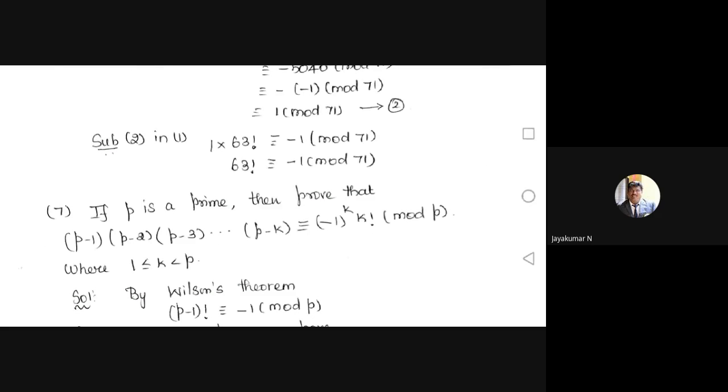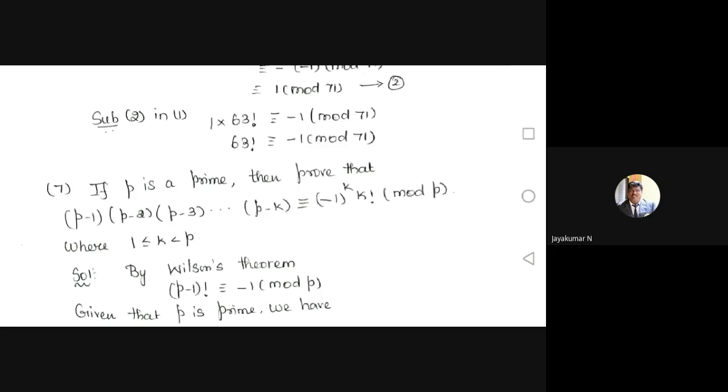which is an important one. If P is a prime, then prove that (P minus 1) into (P minus 2) into (P minus 3) up to (P minus K) is congruent to (minus 1) to the power K into K factorial mod P, where the K value lies between 1 and P. The value of K starts from 1 up to P minus 1, which is not equal to P. So K is less than P.